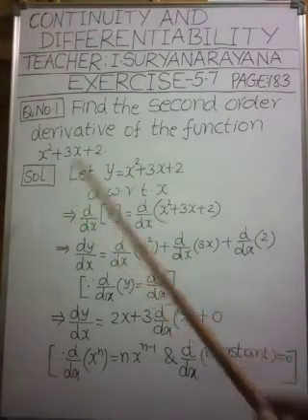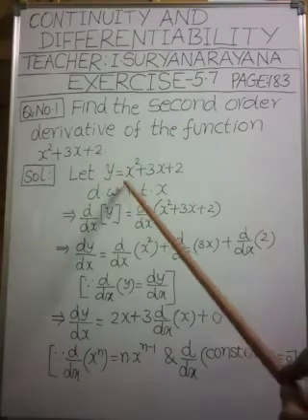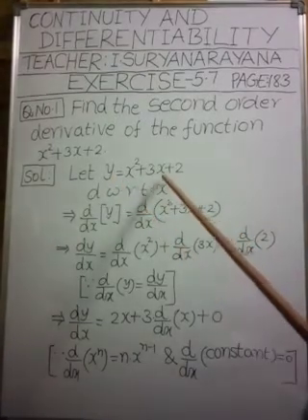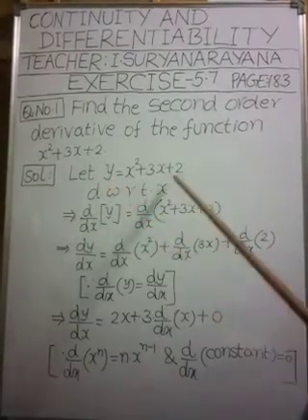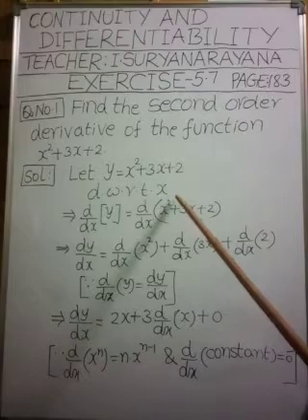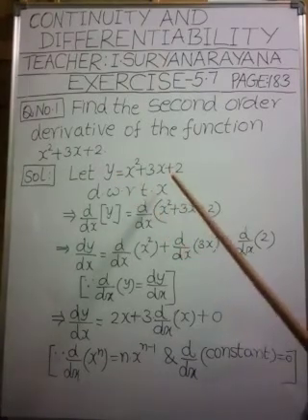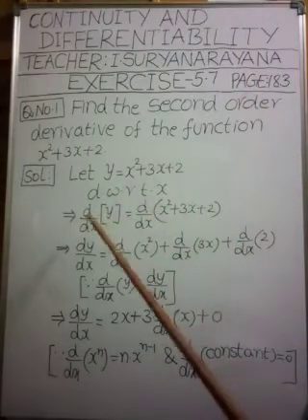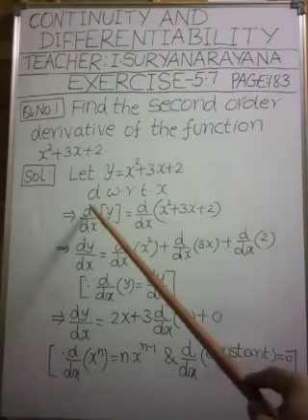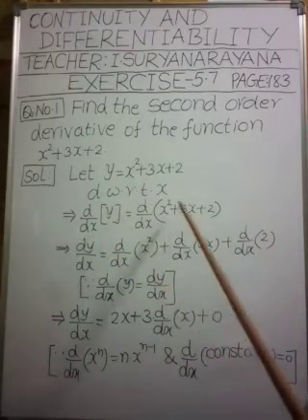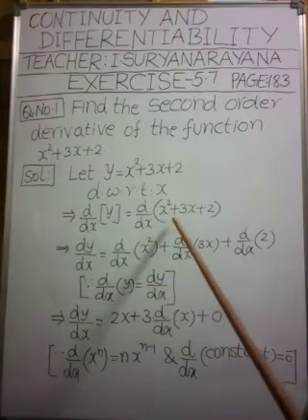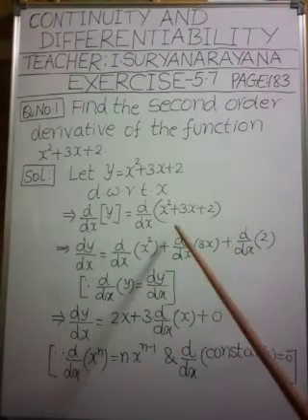Come to the solution part. Let us assume that given function is y. So, y is equal to x square plus 3x plus 2. Here we assumed the given function is y. Understood this step, my dear children? Right. Now, we are differentiating with respect to x. On both sides we are differentiating with respect to x. This implies what is the differential operator in that case? D by dx, right? So we wrote d by dx, differential operator on both sides. Understood this step, my dear children? D by dx of y is equal to d by dx of x square plus 3x plus 2. Understood this step, my dear children?